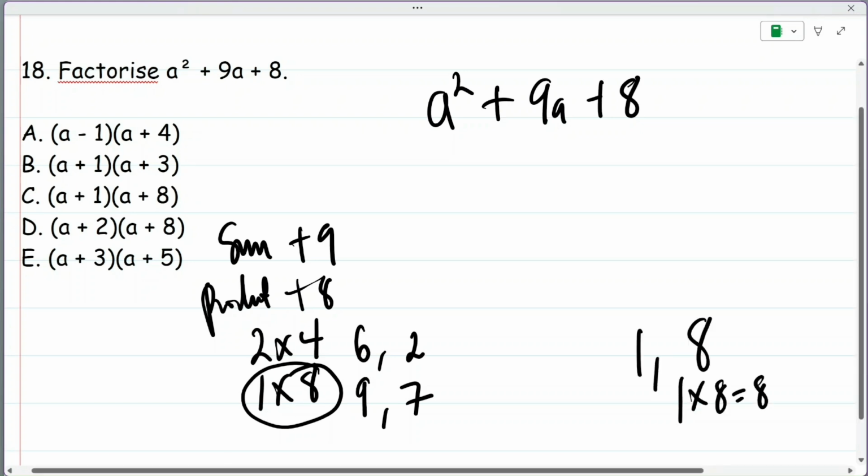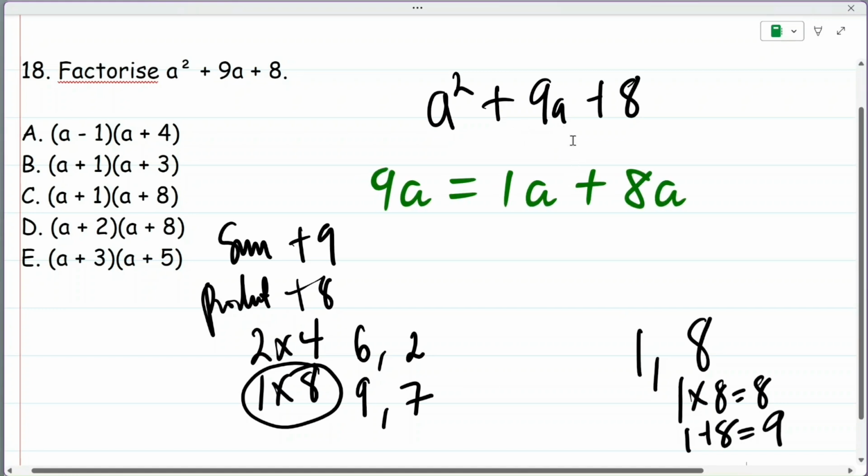8 times 1 will give you 8. Then 8 plus 1, or 1 plus 8 will give you 9. So 8 and 1 will solve this question. That means we've successfully broken down plus 9a into two values that when we add them together, they'll give you plus 9. That's the coefficient of a. And when you multiply them, they give you plus 8. So we have 8 and 1.